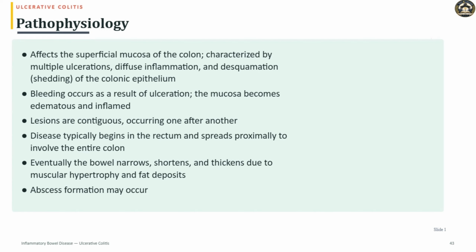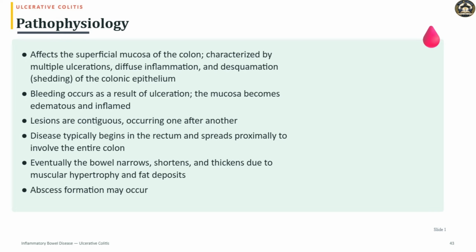The pathophysiology of ulcerative colitis primarily affects the superficial mucosa of the colon. It is characterized by multiple ulcerations, diffuse inflammation, and the desquamation, or shedding, of the colonic epithelium. Bleeding commonly occurs as a direct result of these ulcerations, and the mucosa becomes edematous and further inflamed.